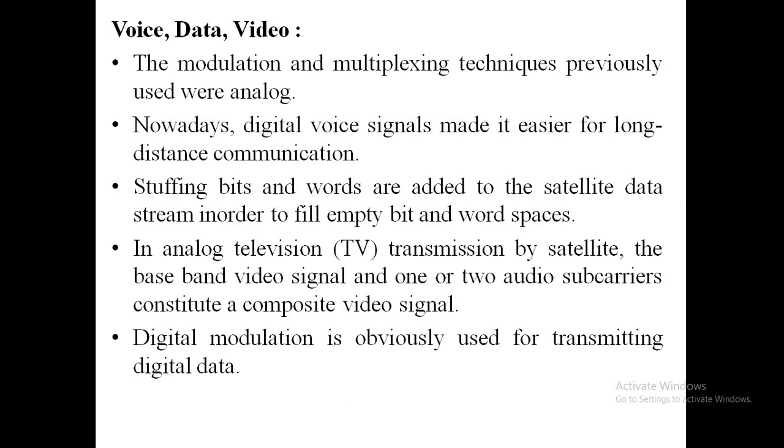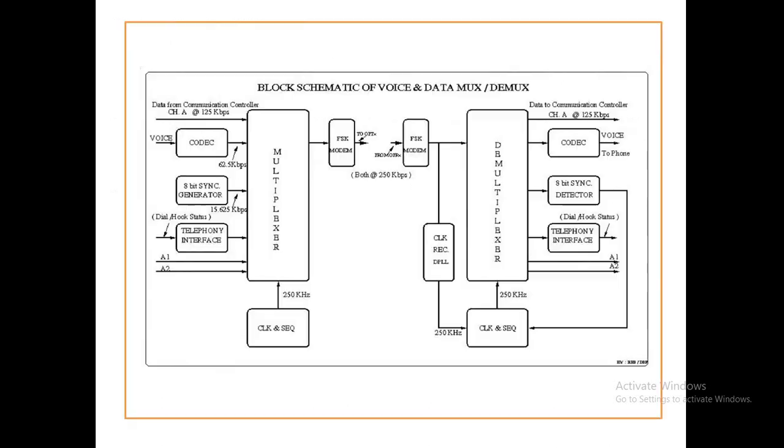Nowadays, digital signals are being used in digital communication, where the analog voice, data and video signals are converted into digital signals. Digital voice signals made it easier for long distance communications. Stuffing bits and words are added to the satellite data stream in order to fill empty bit and word spaces. In analog television transmission by satellite, the baseband video signal and one or more audio subcarriers constitute a composite video signal, and digital modulation is obviously used for transmitting digital data.